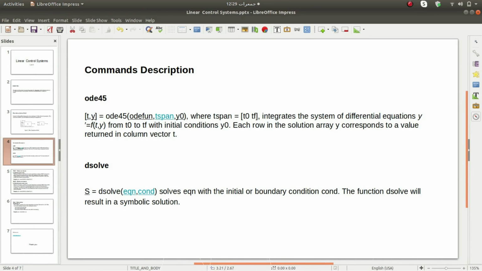This command shows you a result in graphical format, and it will give you the result in a column vector. As far as dsolve is concerned, dsolve also solves this equation with an initial condition, but it will give you the answer as a symbolic solution, whereas here you get numerical values. So these are the commands you can use to solve any type or any order of differential equation.